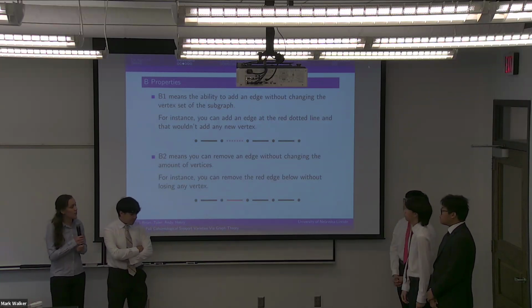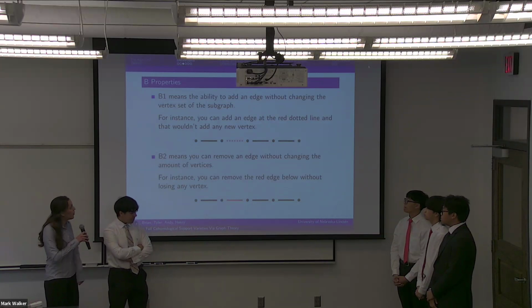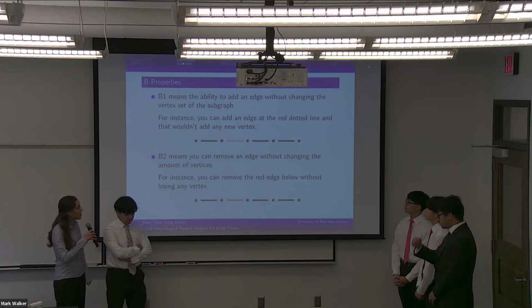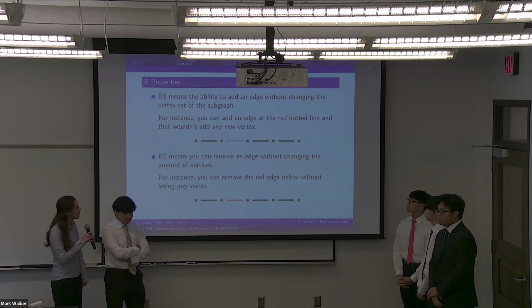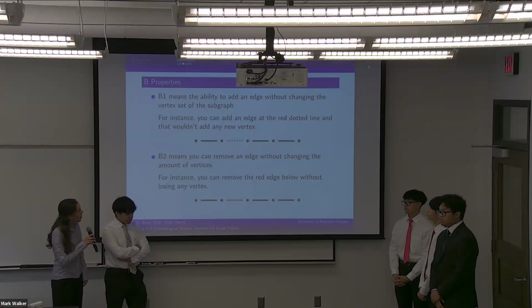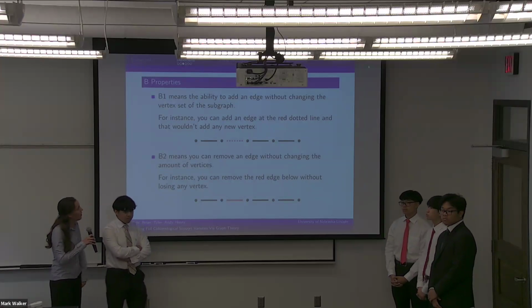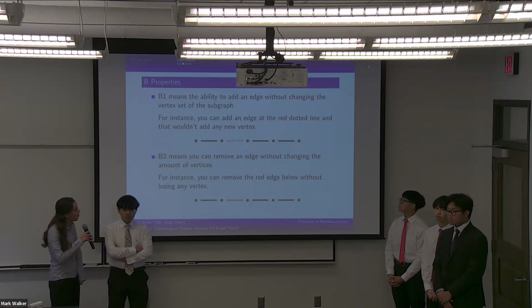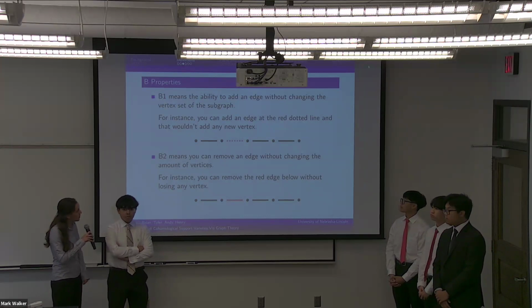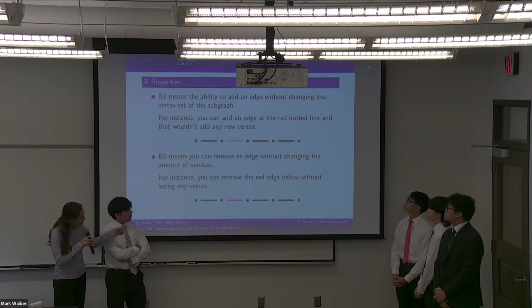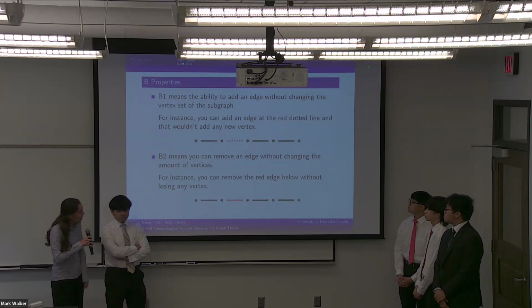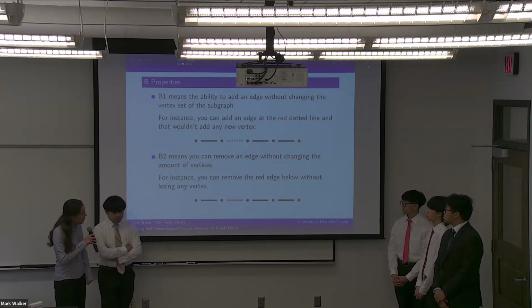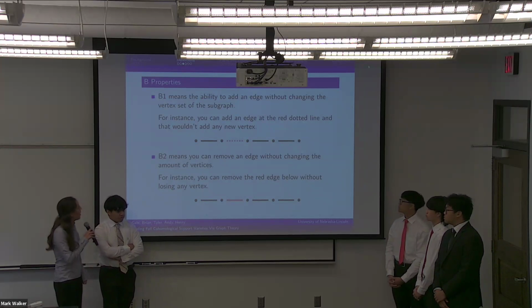Our B properties are somewhat similar. B1 means that you can add an edge into a subgraph without adding a vertex. That's represented by the red dotted line in the first example. B2 is similar. It means you can remove an edge without changing the number of vertices. So for example, in that example, it has a red edge. If you removed the red edge, you wouldn't change the number of vertices in the vertex set. B1 gives rise to B2 and vice versa.